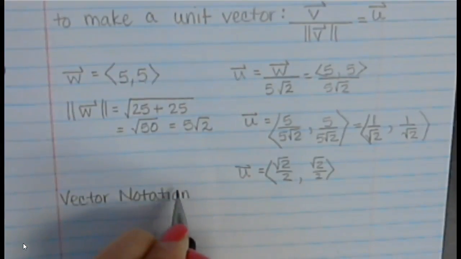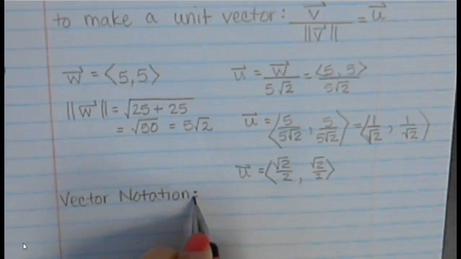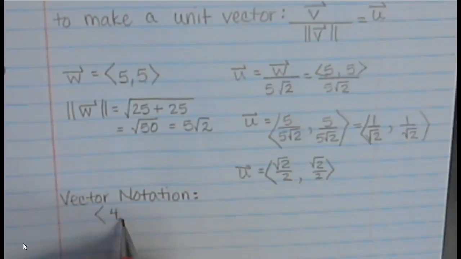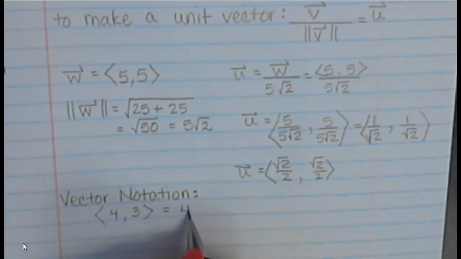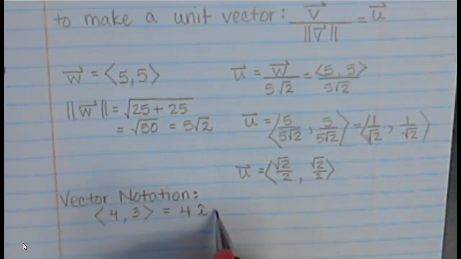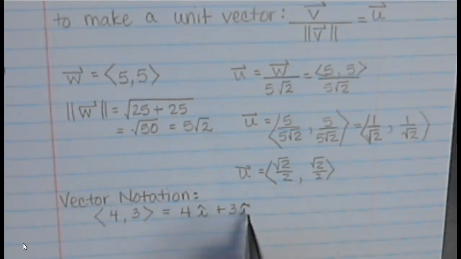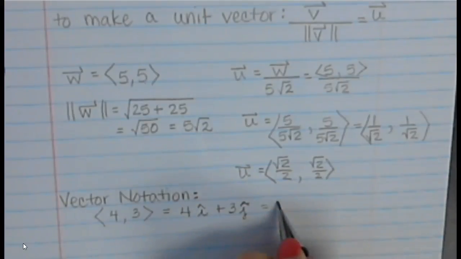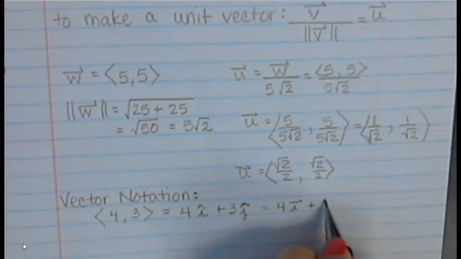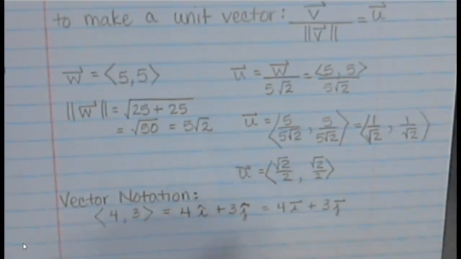For vector notation, we can have our vector 4, 3, but we can also write it in terms of 4 i hat plus 3 j hat. So sometimes you'll see little hats like this. Sometimes they'll just say 4 in the i direction, and notice that's a vector, and 3 in the j direction. But both of them mean the exact same thing. So let's practice this.